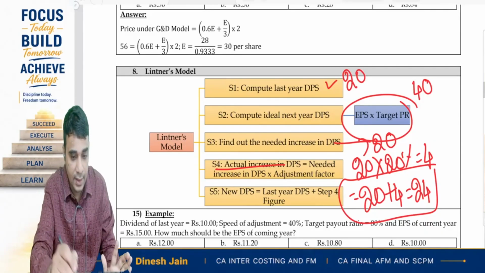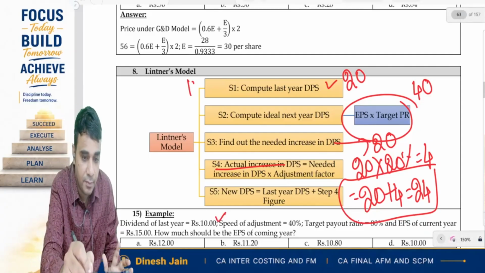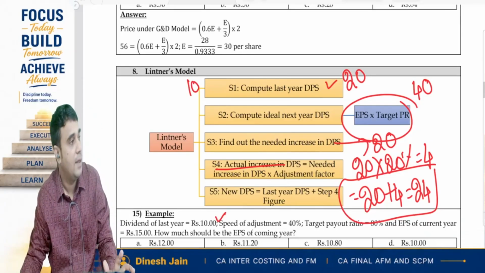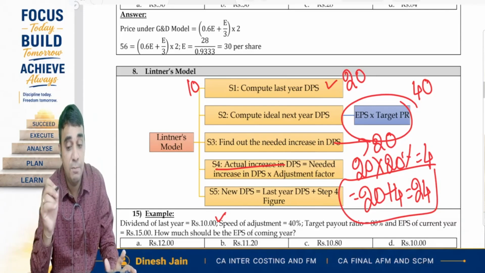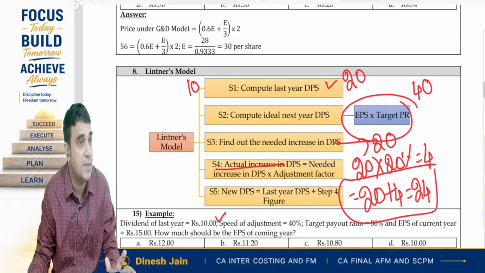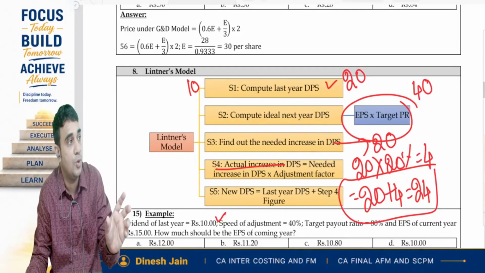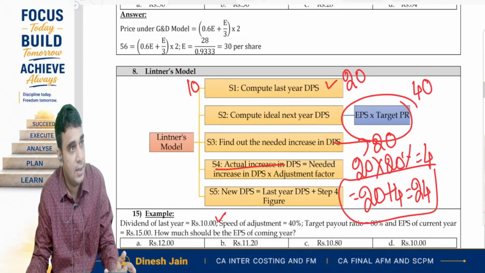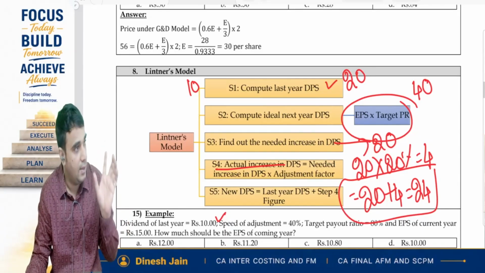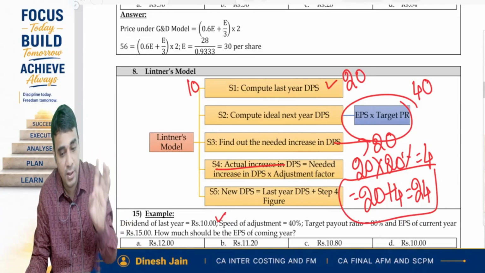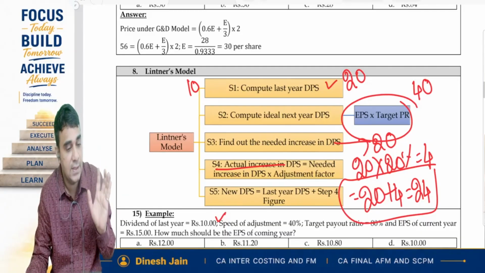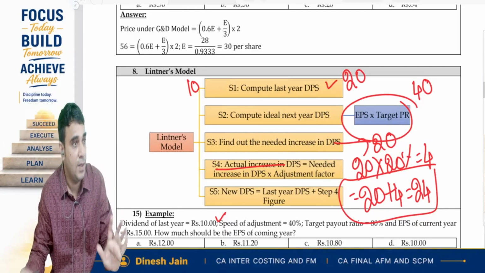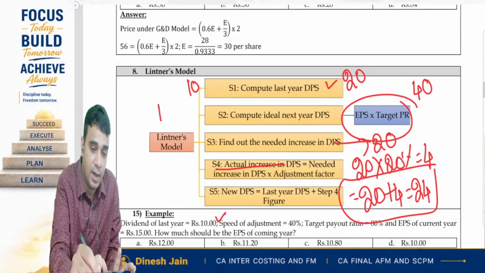I'll show again. Dividend of last year is 10. Speed of adjustment will tell how much you are going to increase the dividend. Last year dividend 10 rupees. Adjustment 40%. Target payout ratio 80%. EPS of current year 15. If I don't apply all this Lintner, I will pay 15 into 0.8.